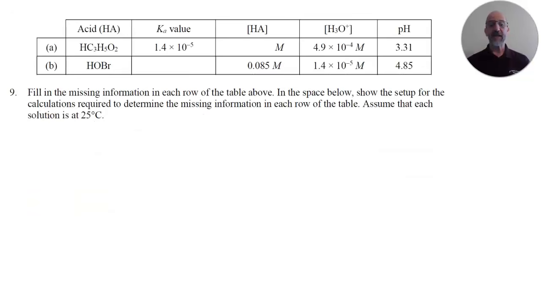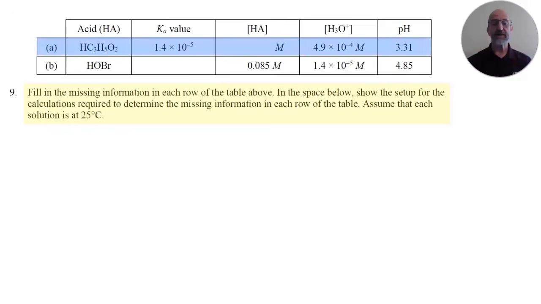Now, let's go ahead and take a look at question 9. Question 9 is actually very similar in setup to question 4 earlier in this lesson, but in question 4, those were examples of strong acids. So here in question 9, we have examples of weak acids. Question 9 says the following: fill in the missing information in each row of the table above. In the space below, show the setup for the calculations required to determine the missing information in each row of the table. Assume that each solution is at 25 degrees Celsius.